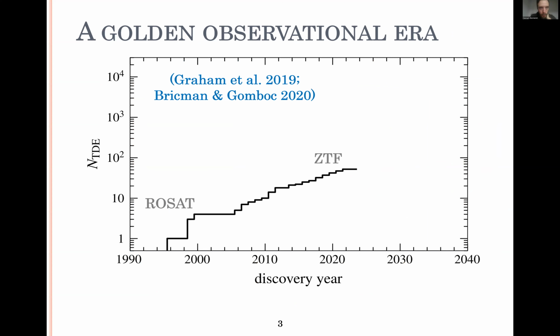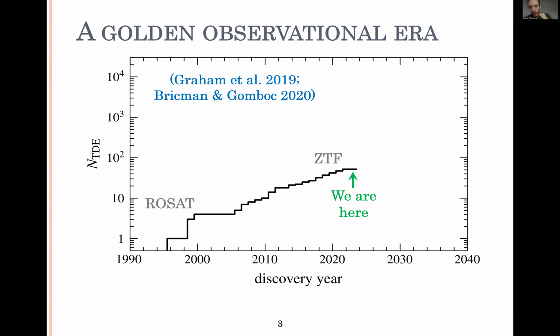Right. So now a bit about the future. What I want to convey here is that we are really at the dawn of a golden observational era for tidal disruption events. And this can be seen from this plot that shows the number of TDEs as a function of discovery year. Historically, the first TDEs were discovered sometime in the late 90s with an X-ray telescope called ROSAT. And throughout the 2010s and 2020s, there has been a steady increase in the number of detections, in particular thanks to the Zwicky Transient Facility, but also many other surveys. This one is an optical survey.